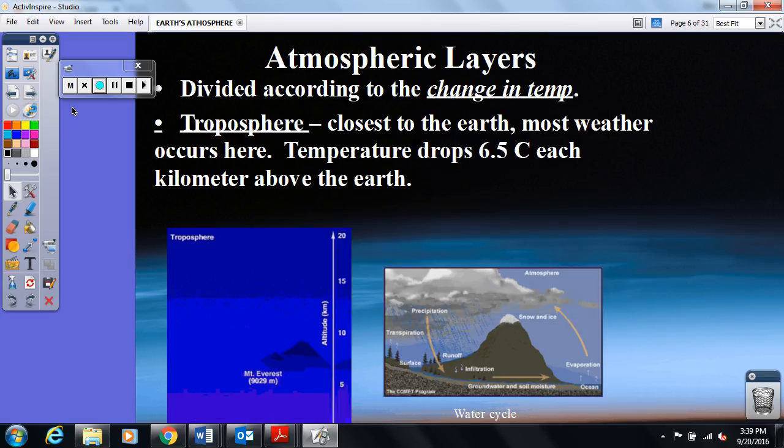Okay, the layers of the atmosphere are divided according to changes in temperature. That's the key thing here. They're divided according to changes in temperature.